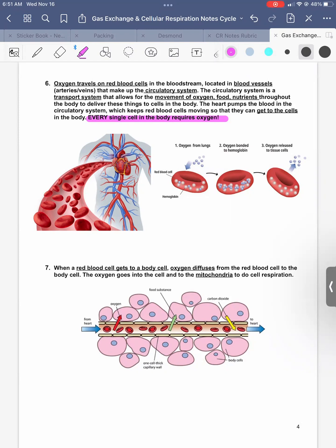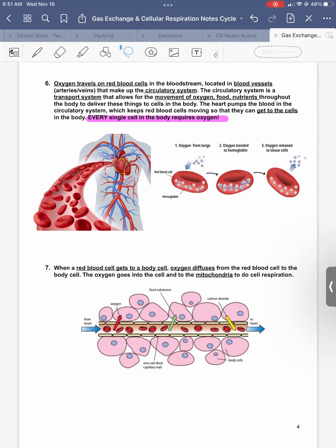So I put a picture here just showing you the heart and one of the veins and what that might look like, right? And on the red blood cell, we can see what oxygen is going to look like when it's bonded to that red blood cell.